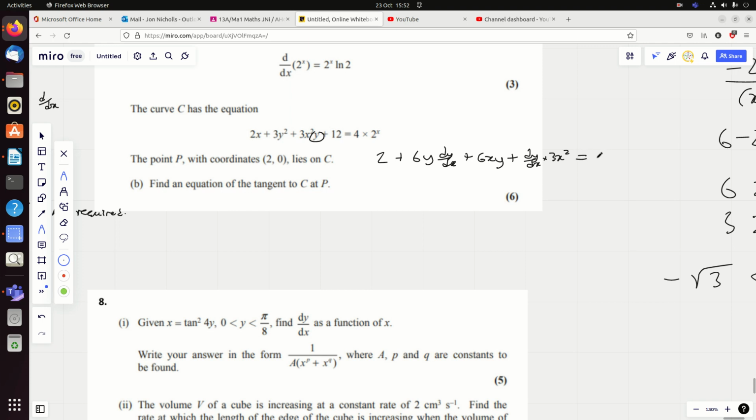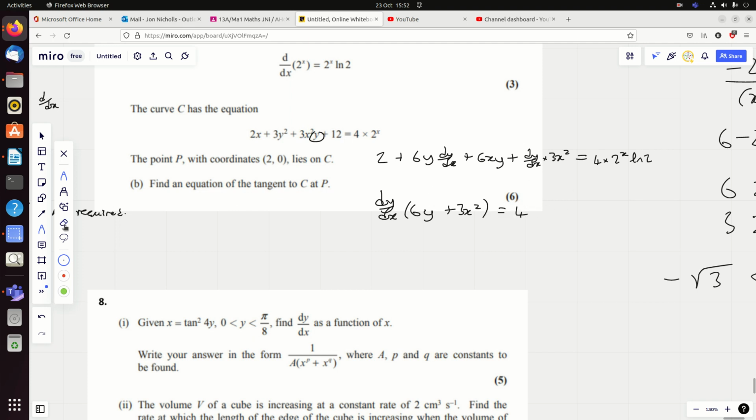12 differentiates to 0, and then 4 times 2 to the x, well, think of it as 4 times 2 to the x ln 2, because you already know that 2 to the x differentiates to 2 to the x ln 2, and constants in calculus just kind of hang around. Okay, so what does this give us? This gives us dy by dx, open bracket, 6y plus 3x squared equals 4.